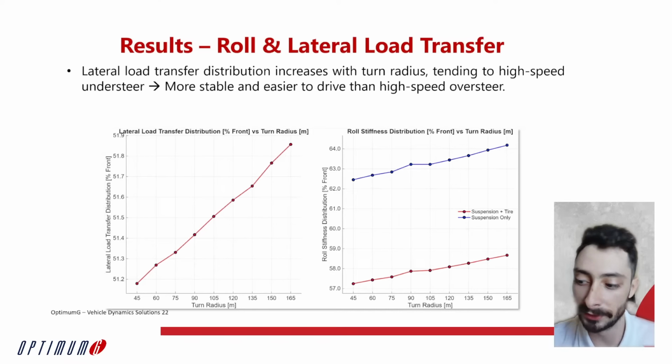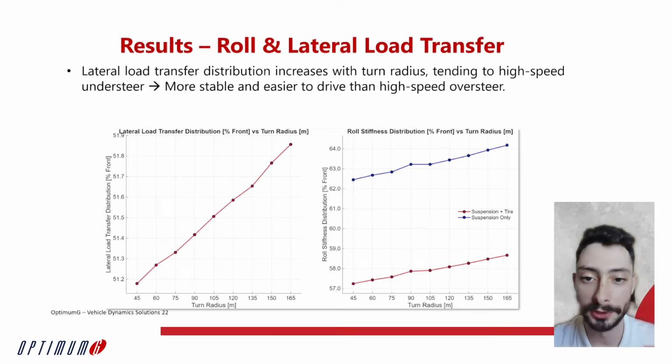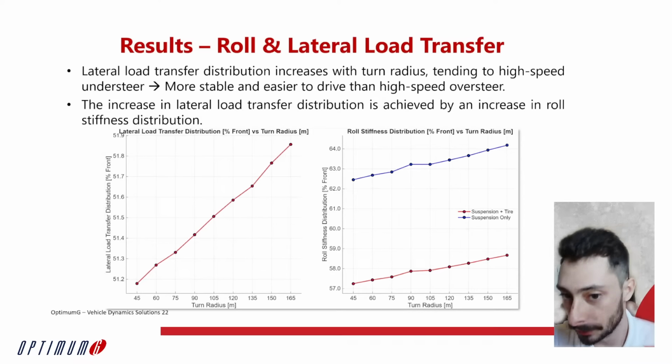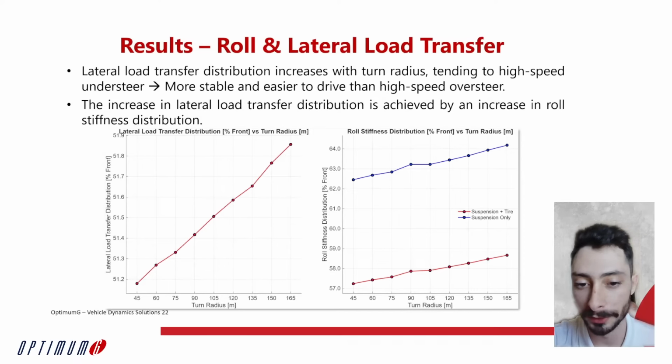Of course, there is a possibility that you can have excessive high-speed understeer, but this is just a general trend that you see. And the way that we achieve this variable lateral load transfer distribution is that we also increase the roll stiffness distribution of the car. As we know, the stiffer axle will tend to have a greater lateral load transfer distribution. In our case here, the roll stiffness of the front axle is increasing more than the roll stiffness of the rear axle. That's why the lateral load transfer distribution is being further and further biased towards the front axle.